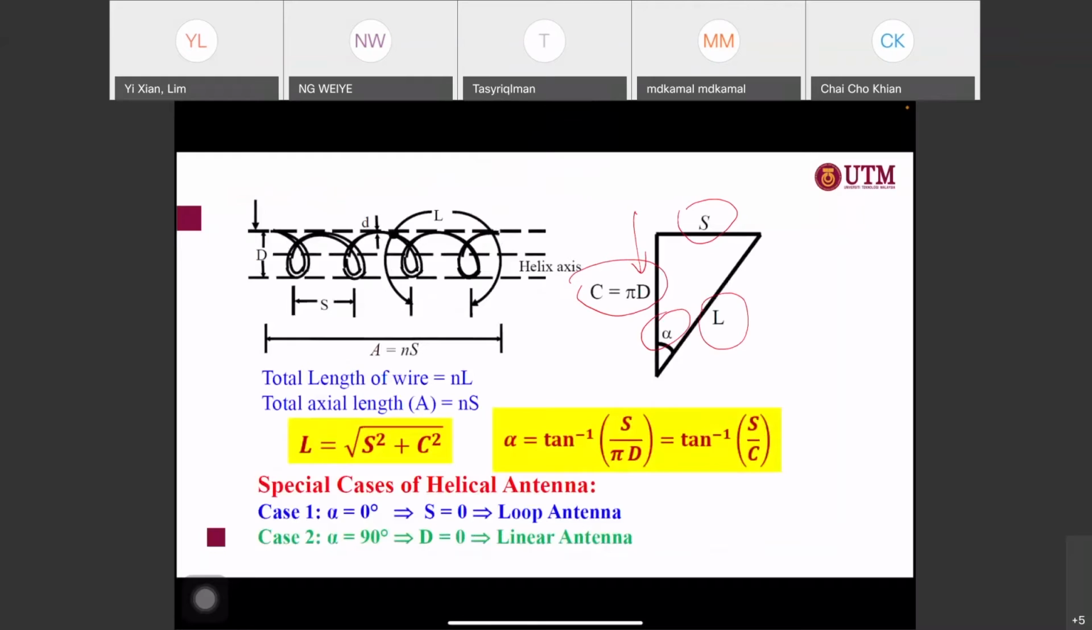We have two special cases, because as I told you, the normal mode is a combination of loop and dipole. When alpha is 0, the separation is 0, so it becomes a loop antenna. When alpha is 90 degrees, D is 0, so it becomes a linear antenna, or a dipole antenna.